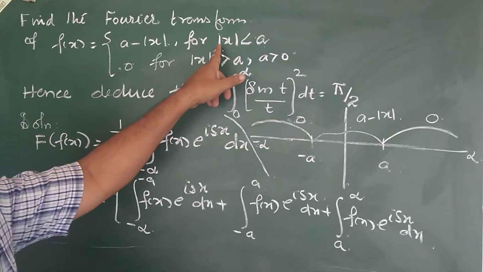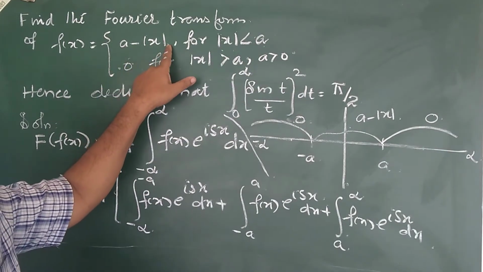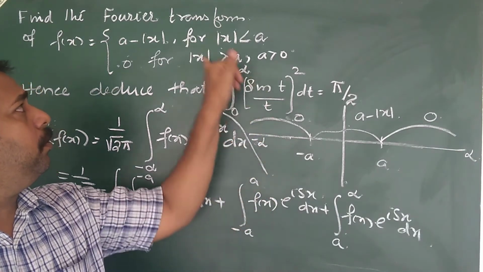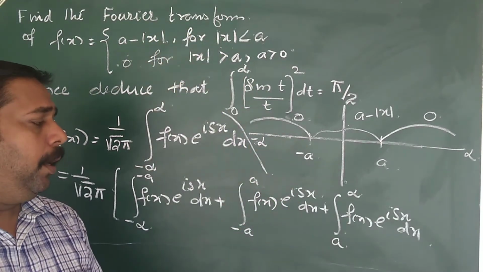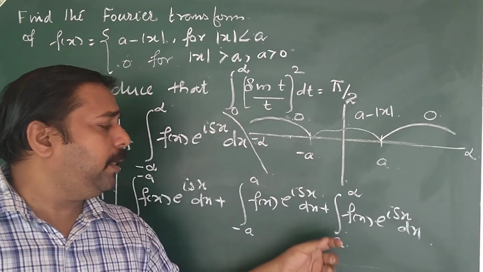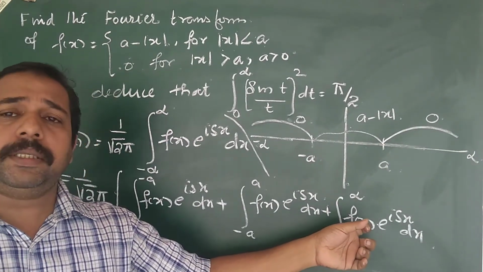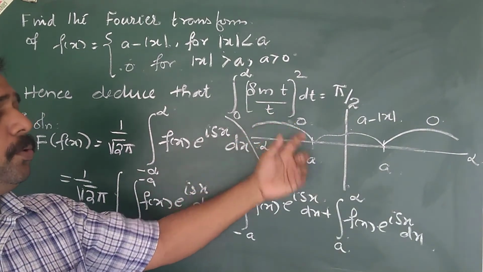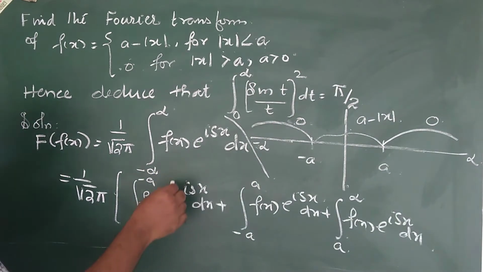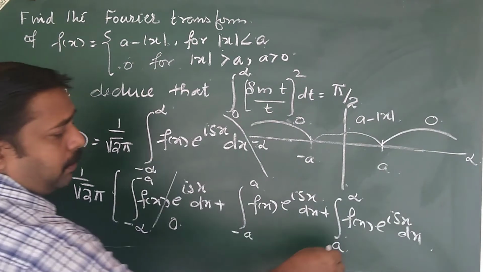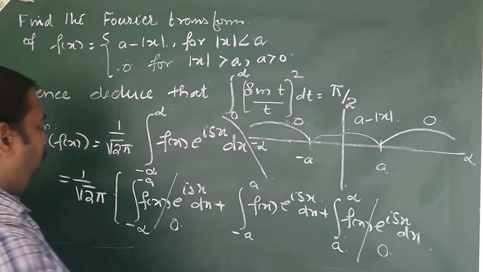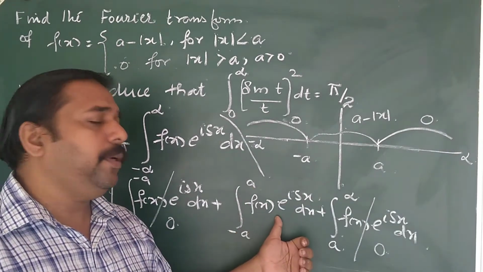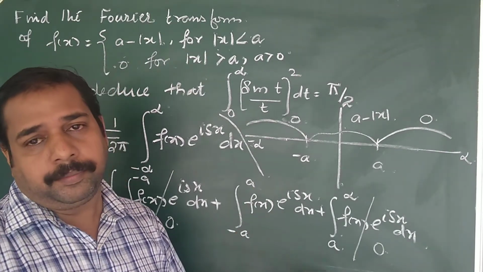For mod x less than a, that is from minus a to plus a, f of x is equal to a minus mod x. And from a to infinity, that is x greater than a, f of x is equal to 0. Then from minus infinity to minus a, the value is also equal to 0. That means finally this value is equal to 0, as well as this value is equal to 0. So the integral becomes from minus a to plus a, f of x e raised to i s x dx.